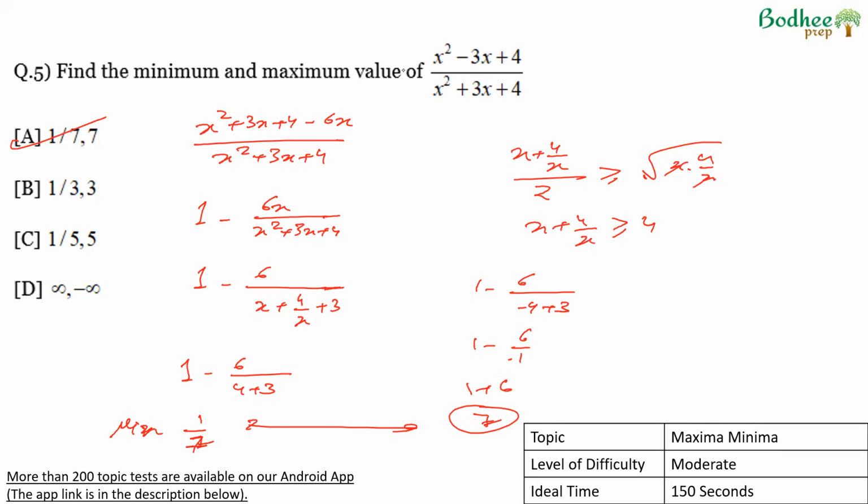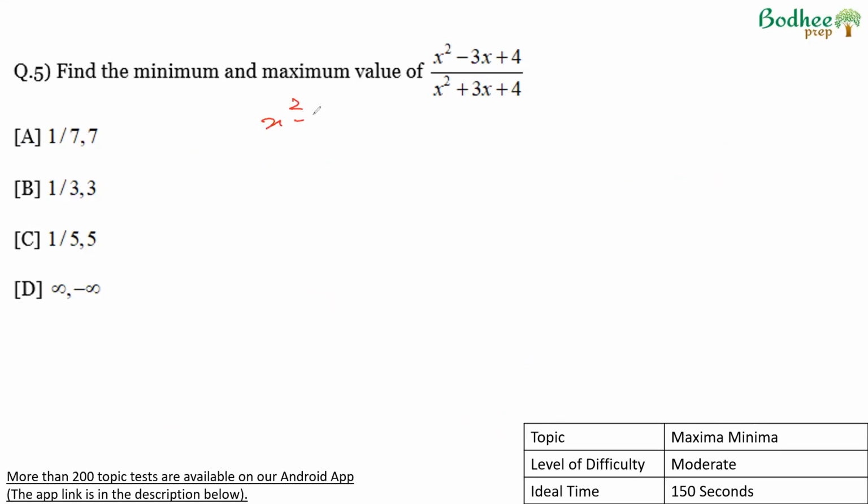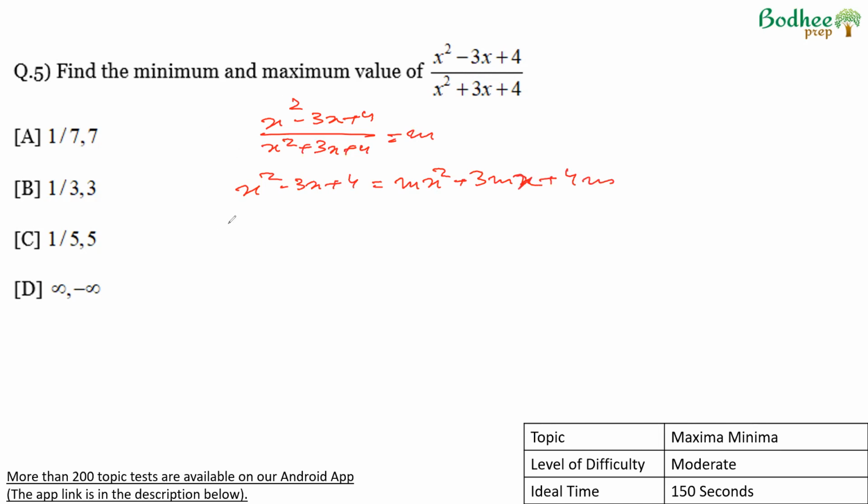The other way of going about the question, as I was mentioning earlier, will be to write (x² − 3x + 4)/(x² + 3x + 4) = m. Cross multiply: x² − 3x + 4 = m x² + 3mx + 4m. So x² on one side becomes 1 − m, x on one side becomes minus x into 3, this becomes minus 3m, plus 4 minus 4m, this is equal to 0.